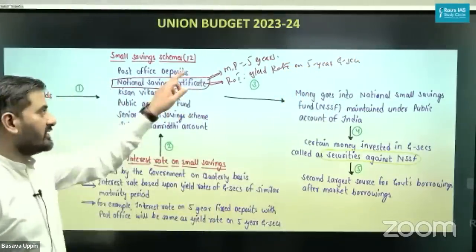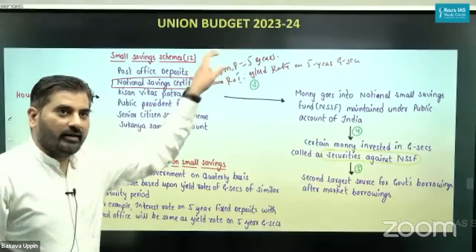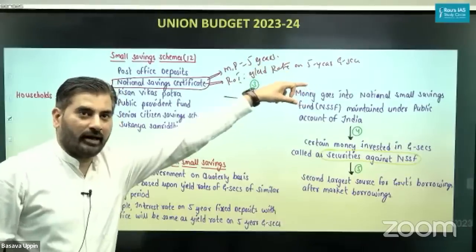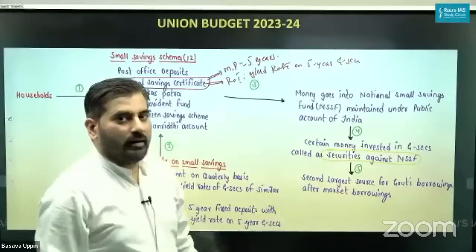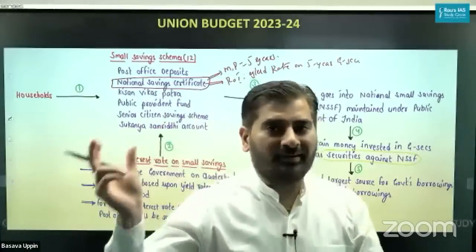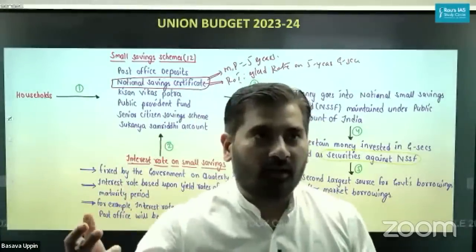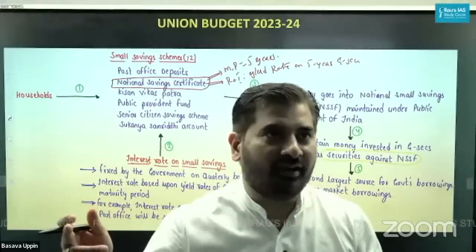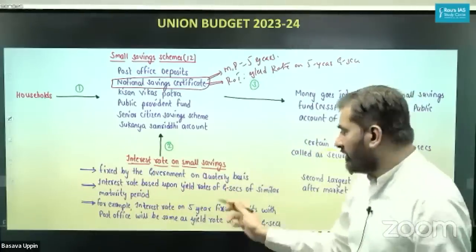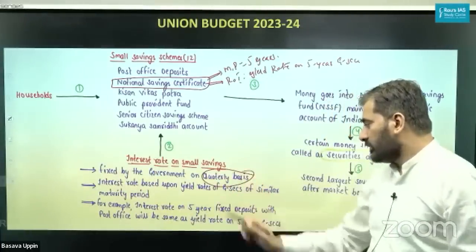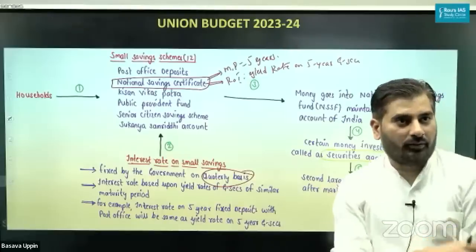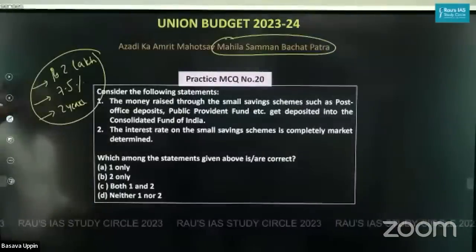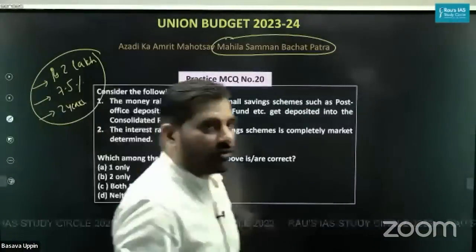If this National Savings Certificate maturity period is equal to 10 years, the rate of interest will be equal to what? The yield rate on a 10-year government security. Understood this point? But we know that the yield rate on a government security changes every day. Does it mean that interest is also changing every day? Interest does not change every day. Interest changes at a frequency of every quarter. I hope you understood this part. Okay. So please have a look at this particular practice question.